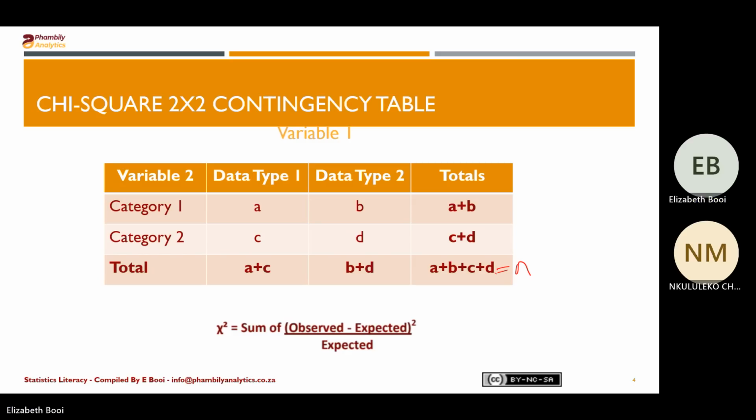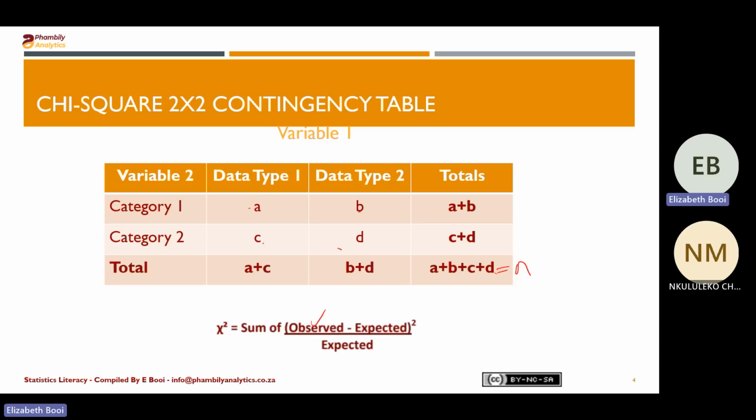And then the other thing you also need to be aware of is that all the time in the question, they will give you the observed values. So the observed values are the ones that they are giving to you inside the table. Those we call observed values.